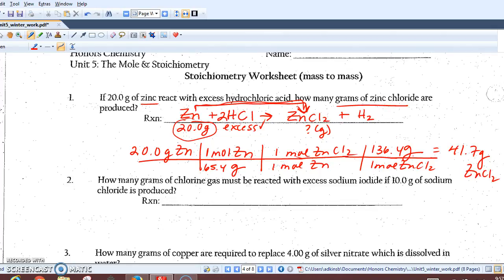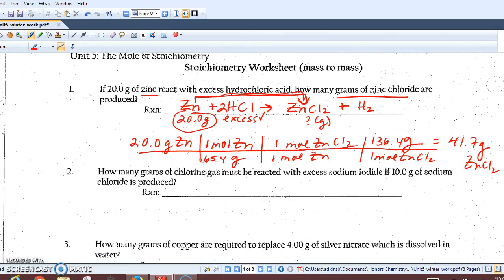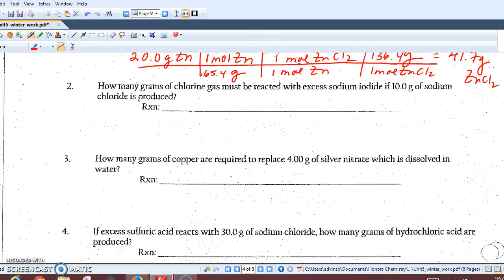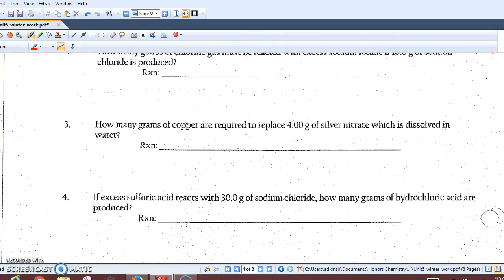So really just one additional step. The key is do not forget your mole to mole ratio. It wouldn't have mattered in this one mathematically, right, because it's 1 to 1. But from a chemistry perspective, super important. The only way you can switch is to go through the mole ratio.